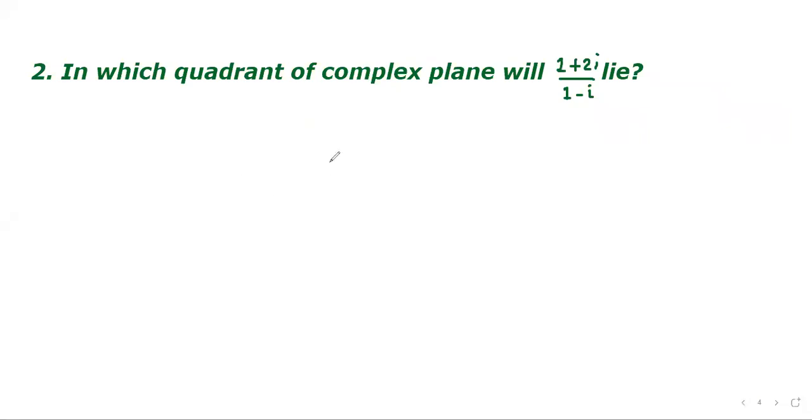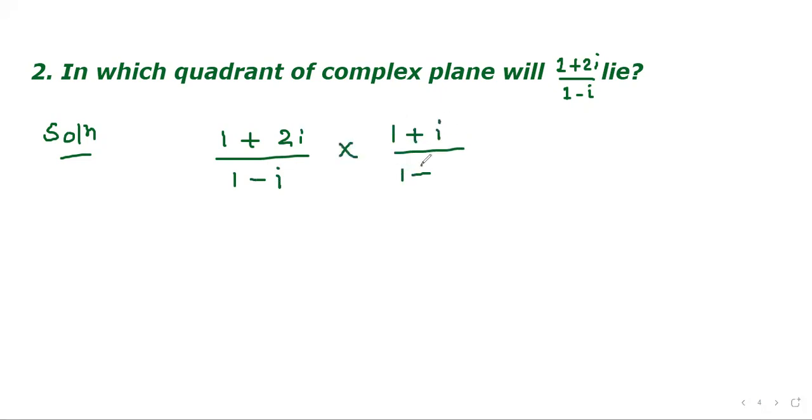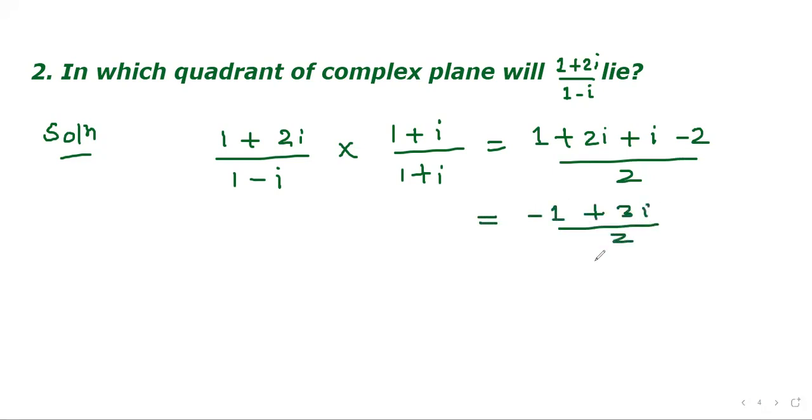Consider next question. In which quadrant of complex plane will 1 plus 2i divided by 1 minus i lie? Let's see the solution. So 1 plus 2i divided by 1 minus i. We can rationalize it. So multiply by 1 plus i divided by 1 plus i. This will give 1 plus 2i plus i minus 2 divided by 2. That is minus 1 plus 3i divided by 2, or minus 1 by 2 plus 3 by 2 iota. Clearly, this is second quadrant.